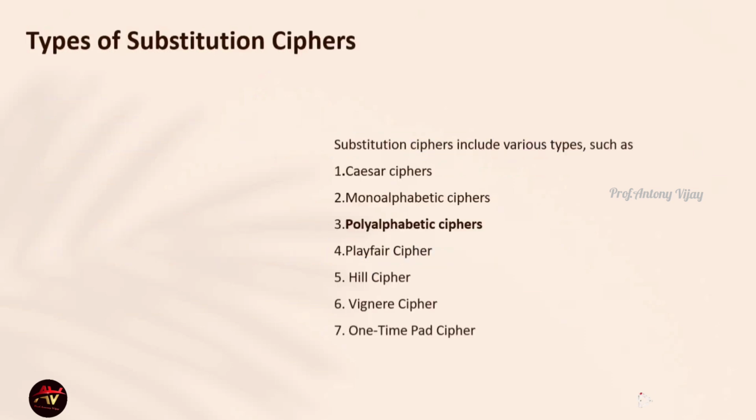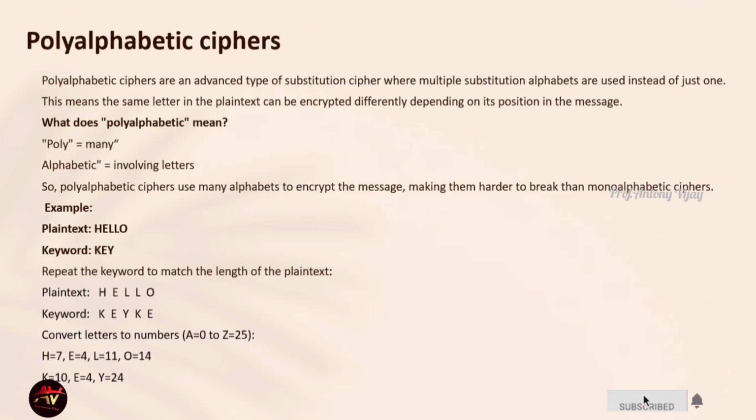Let's see the third one, that is polyalphabetic cipher. Polyalphabetic cipher is one of the advanced substitution ciphers where multiple substitution alphabets are used instead of just one. Previously in monoalphabetic, one letter is replaced with one letter, but here there are multiple substitutions of a letter based on the position in the message. It means the same letter in the plain text can be encrypted differently depending on its position in the message. What does polyalphabetic mean?